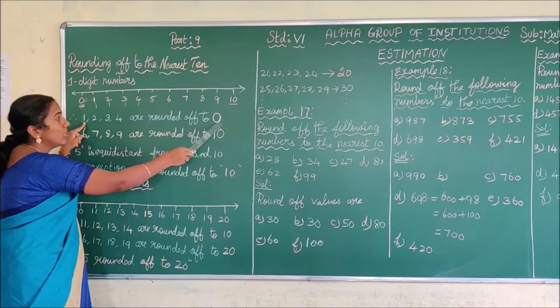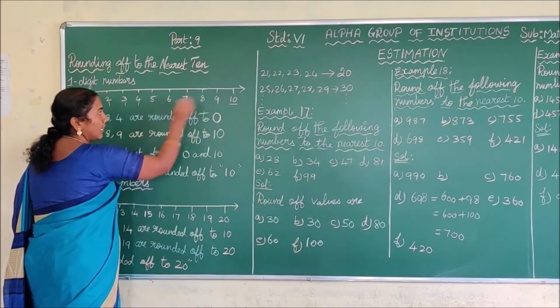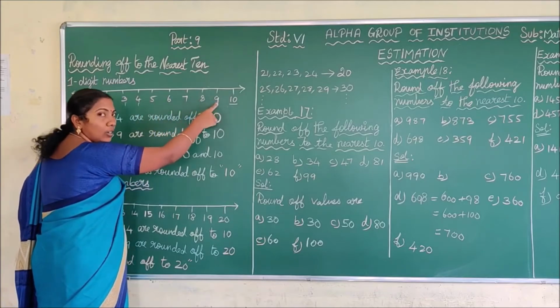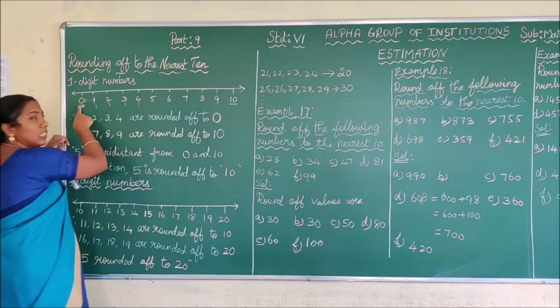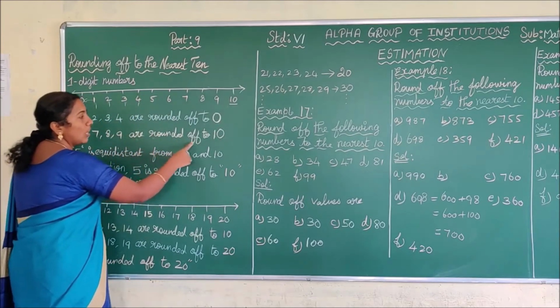Is it clear, children? So what happens to the next numbers? See here, 6, 7, 8, 9. That is, after 5 I am speaking. 6, 7, 8, 9 are closer to 10 than 0. So the numbers 6, 7, 8, 9 are rounded off to 10.